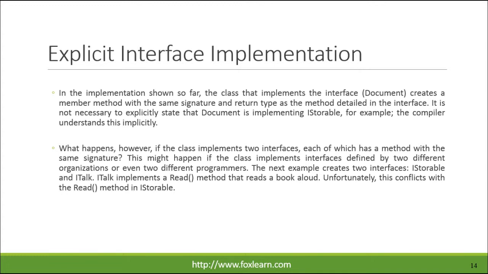What happens, however, if the class implements two interfaces, each of which has a method with the same signature? This might happen if the class implements interfaces defined by two different organizations or even two different programmers. The next example creates two interfaces, Storable and ITalk. ITalk implements a read method that reads a book aloud. Unfortunately, this conflicts with the read method in Storable.